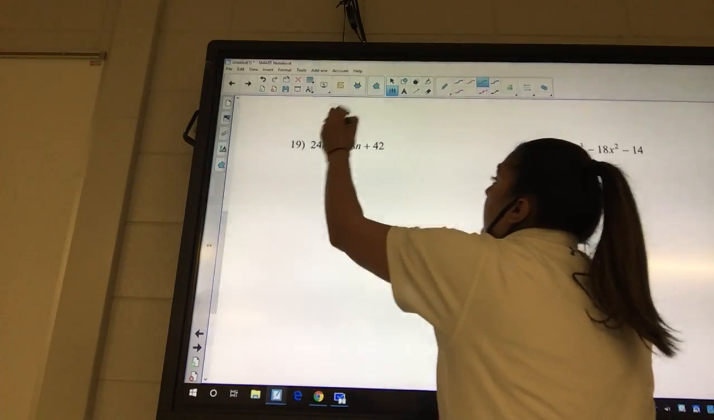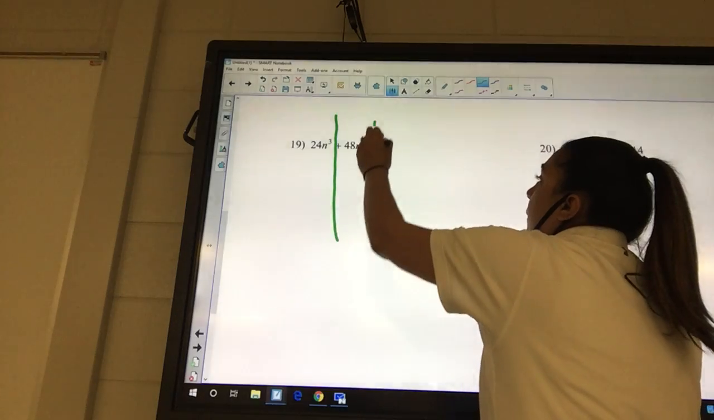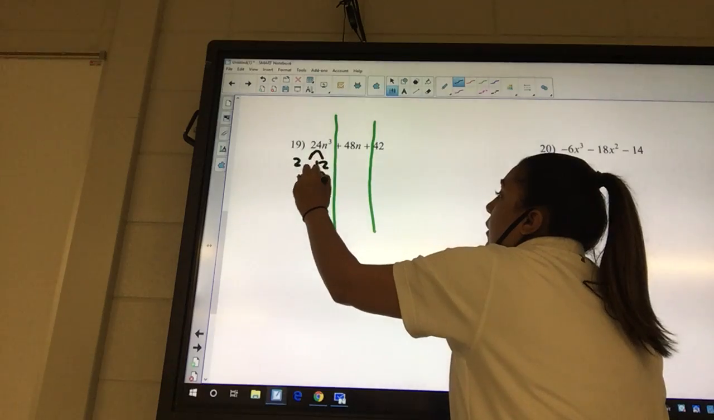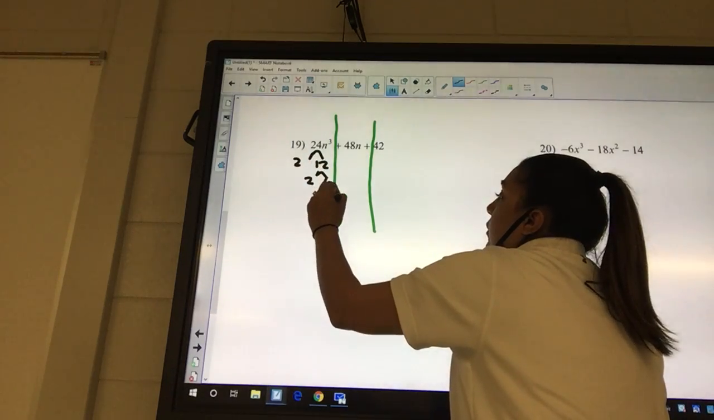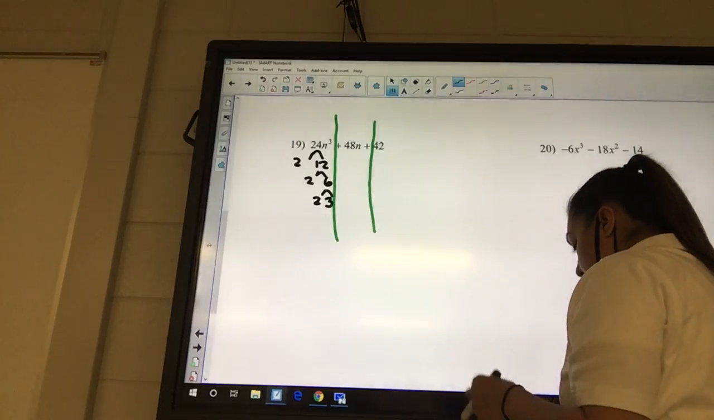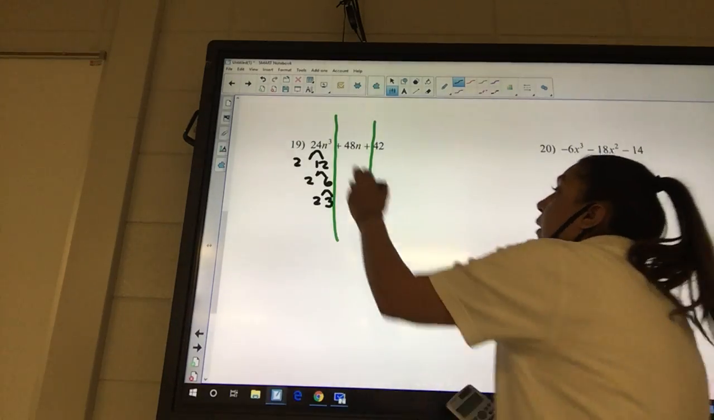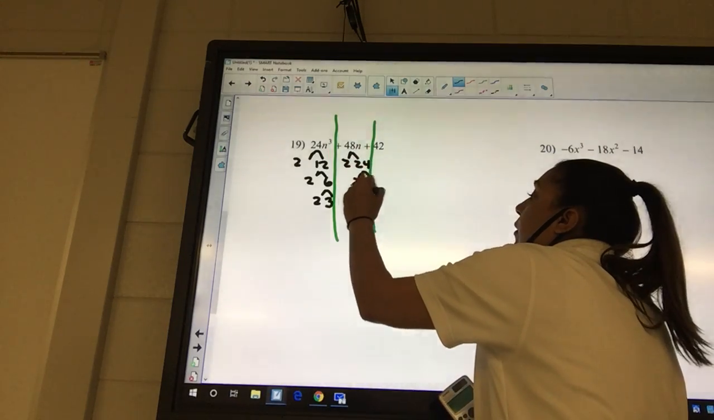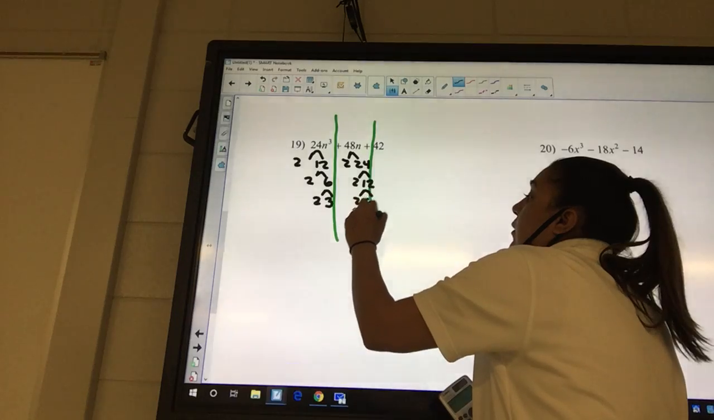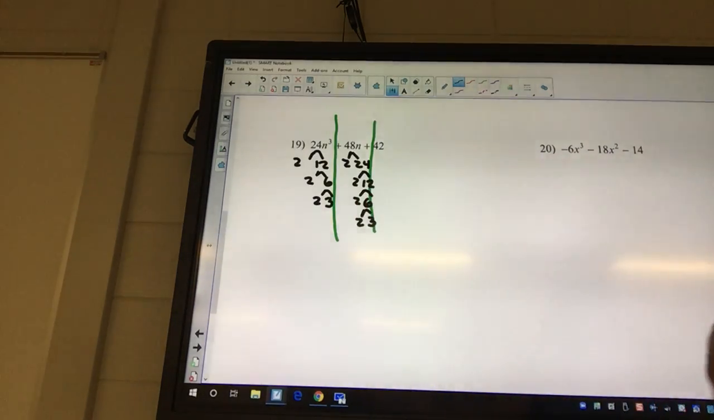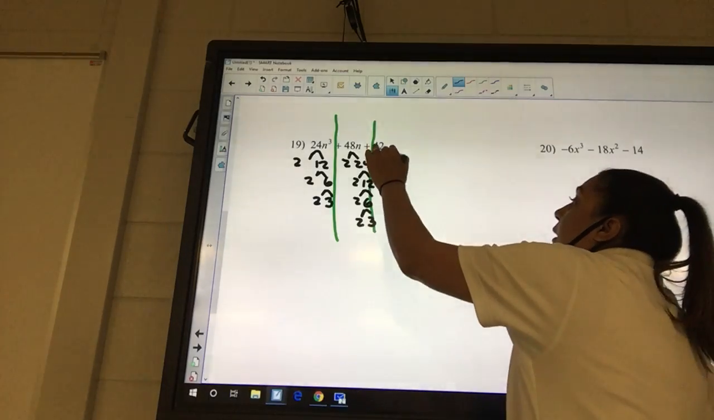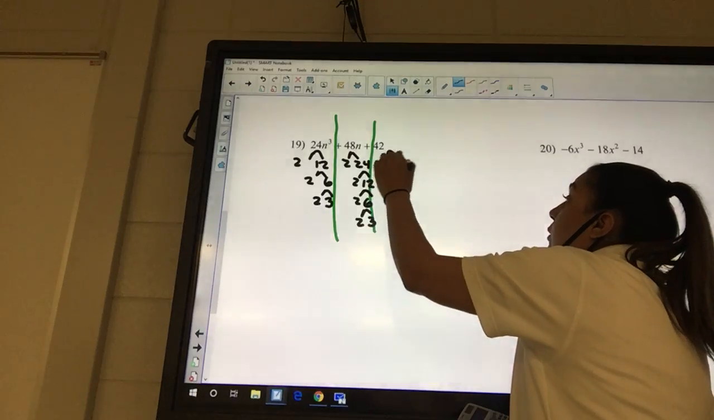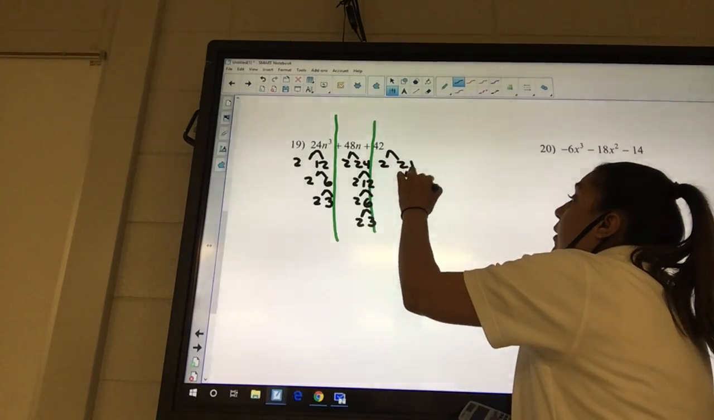Okay, number 19, it's the last one. So draw your lines down and start factoring. So I got 2 and 12, 2 and 6, 2 and 3. Then 2 and 24, 2 and 12, 2 and 6, 2 and 3. And then I got 2 and 21, 3 and 7.